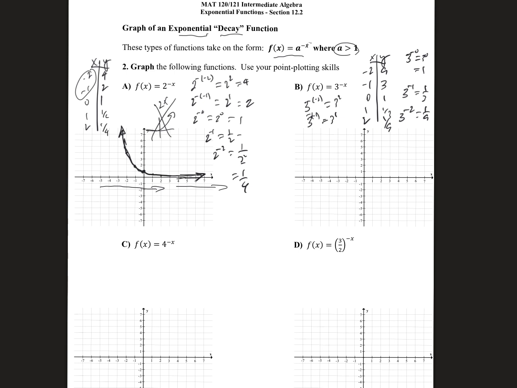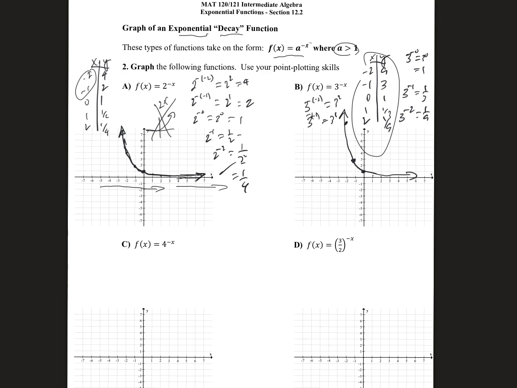So at -2, we're up here at 9. At -1, we're up here at 3, right? We still go through 0, 1, and then we're at 1/3 and 1/9. So there's that behavior of this decay function. It looks very similar to the one over here, just the points are slightly different.